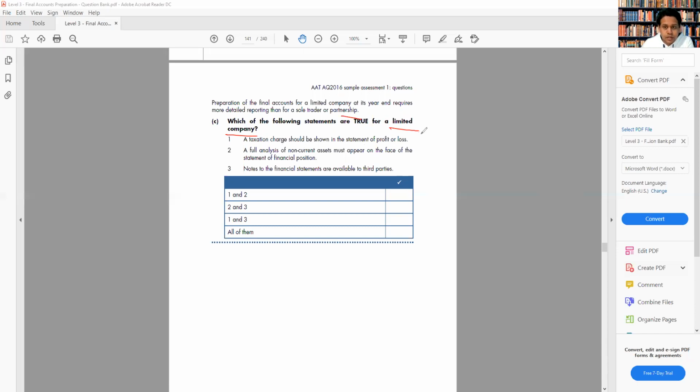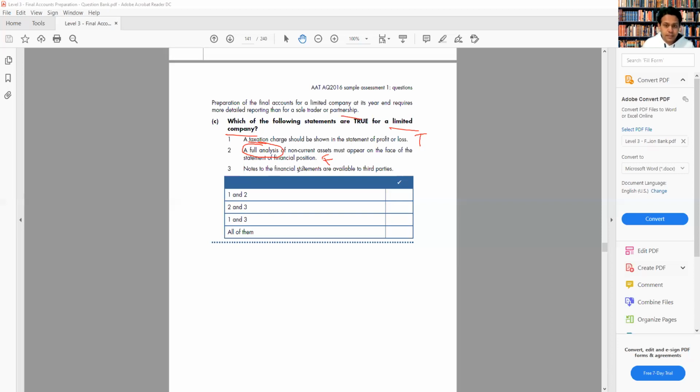Yes, it is true. In the limited company, we show how much the tax is. We show it on the statement of financial position. A full analysis of non-current assets must appear on the face of the statement of financial position. No, that's not true. That's false. Because we just say this is the cost, this is the accumulated depreciation, and this is the carrying value. We don't show the breakdown, so we don't show the full analysis of how we end up with this figure. We just give the total accumulated depreciation. We show the total value of the non-current assets and the carrying value, but we don't give the breakdown or analysis of that. That's false.